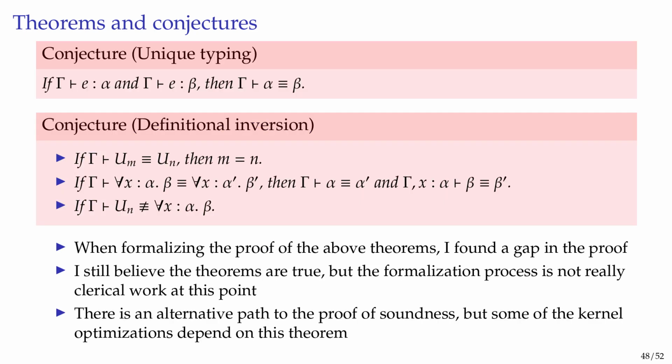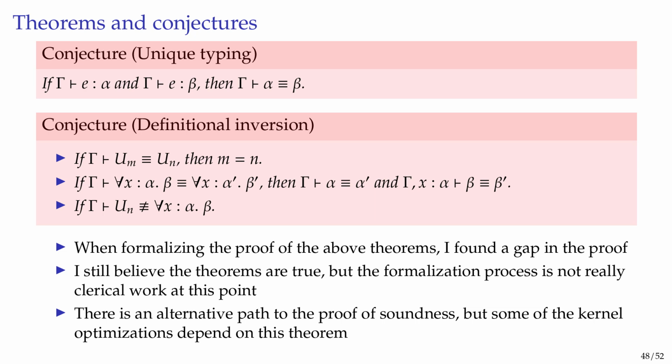And now we have some conjectures. Earlier I showed you the same slide here, but with the word theorem, but I've had to remove the word theorem because while formalizing these proofs, I found a gap in the proof. I still believe that these theorems are true, but the formalization process is no longer just mere clerical work, typing in the proof as we go, and so some discovery is happening here.